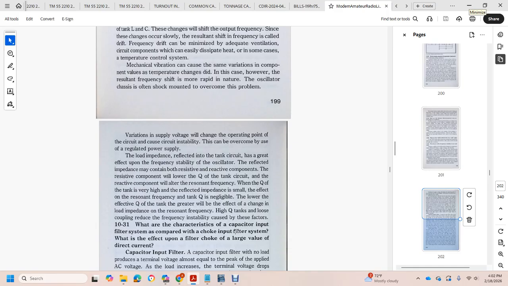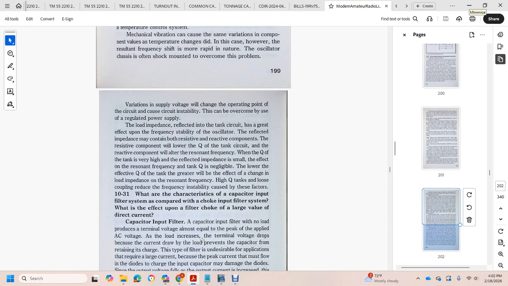Load impedance reflected into the tank has a great effect on the frequency stability of the oscillator. The reflected impedance has both resistive and reactive components. The reactive component will alter the resonant frequency of the tank. With a very high reflected impedance, the effect on the resonant frequency of the tank is small. With a lower reflected impedance, the effect on the tank is greater, and the change of load impedance changes the resonant frequency. A high reflected impedance means loss of coupling, reducing the frequency instability caused by these factors.